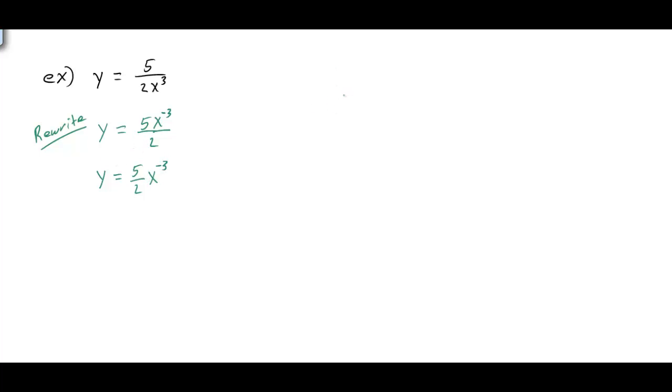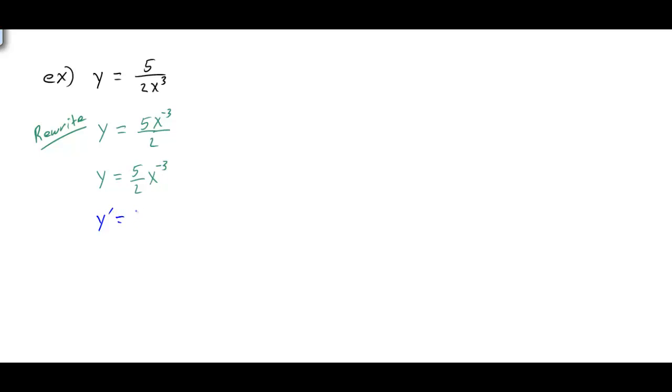It's kind of like if you had, let's say, x times 1/2, you could go ahead and multiply the x, and that would give you x over 2. So that's the same thing we're doing here with the 5 halves. We're just pulling the 5 halves out front. So now this is all set up, and we can easily take the derivative.